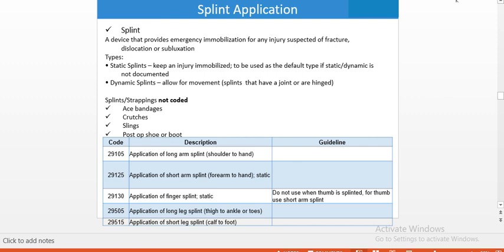29505, application of long leg splint, thigh to ankle or toes. 29515, application of short leg splint, calf to foot. So whenever we see the splint documentation, we need to check the location where the physician or nurse applies the splint. If it is long arm, 29105; if it is short arm, 29125; if it is finger splint, 29130. If it is a long leg splint, we need to code 29505. If it is a short leg splint, 29515. So if the thumb is splinted, we need to code short arm splint.